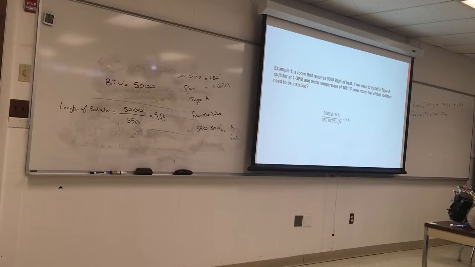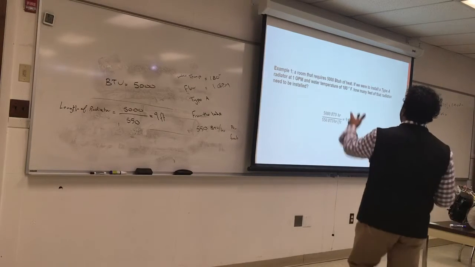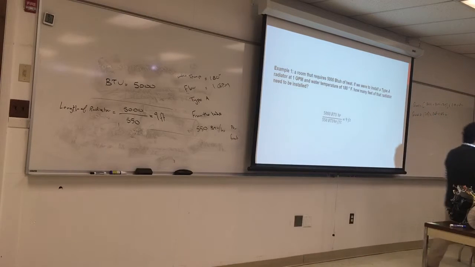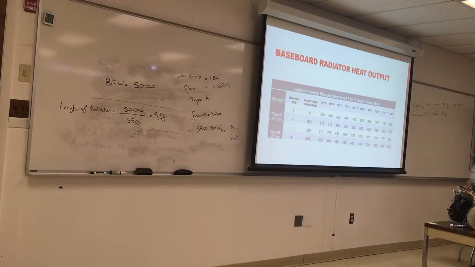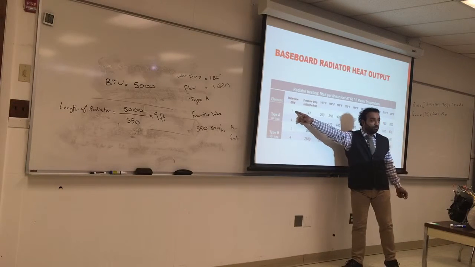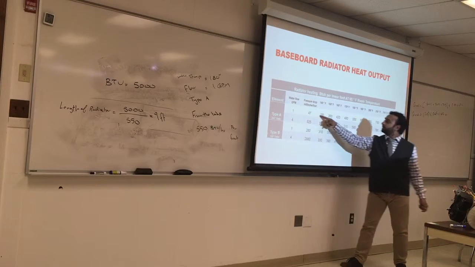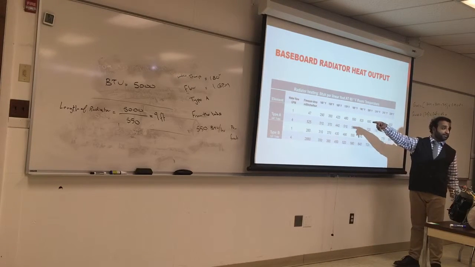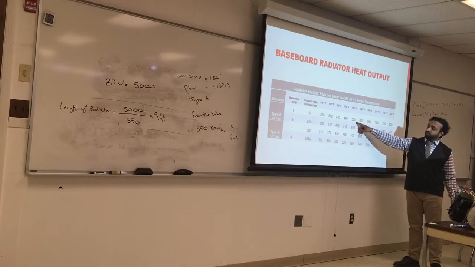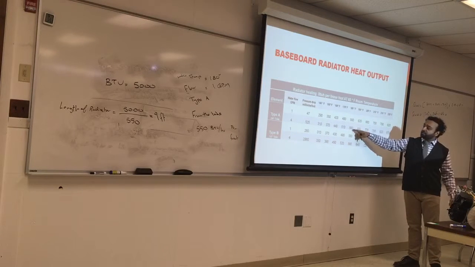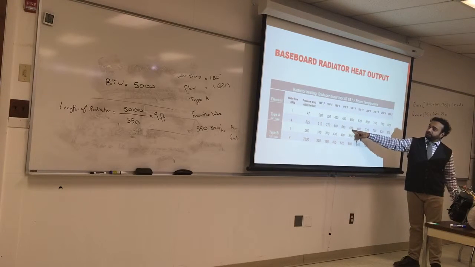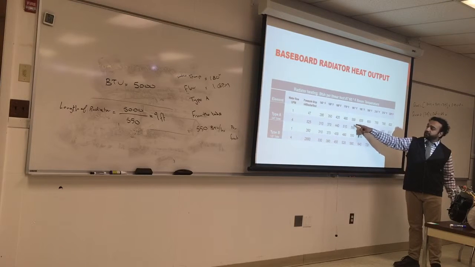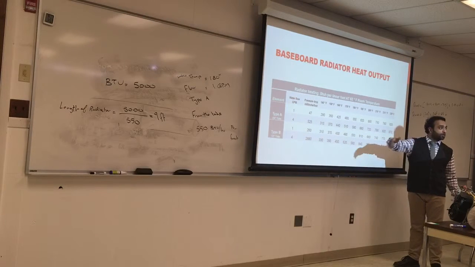Question. Why did they put GPM in? Good question. You need to know the type and the gallons and how much you're gonna get from the radiator. So if you look here, this is the flow between one and four. If you flow at the lowest limit, 1 GPM, that will give you 550. You can pump it faster and you'll get 580. So this is the lower limit and the upper limit. GPM is the amount of water going through.